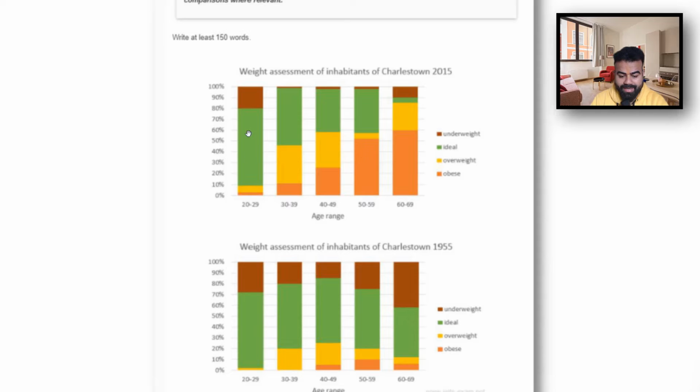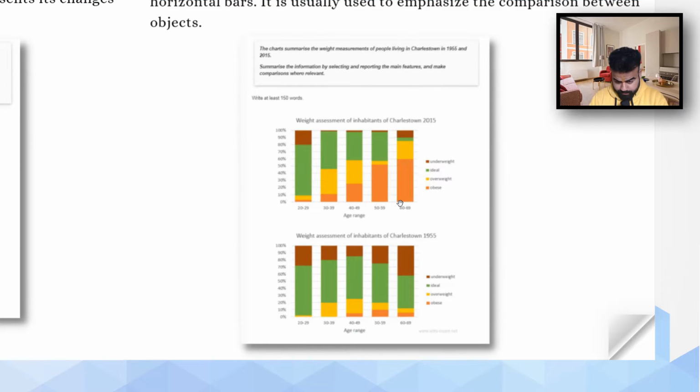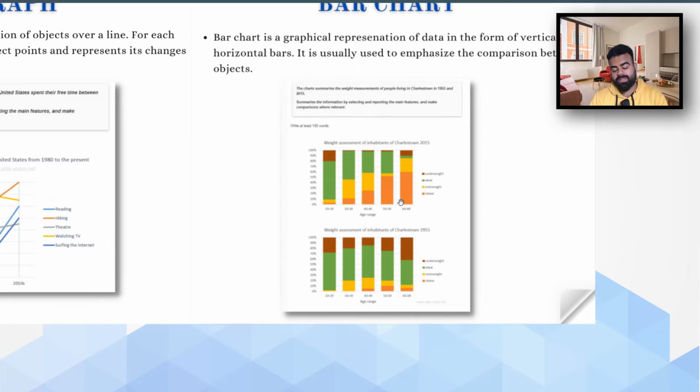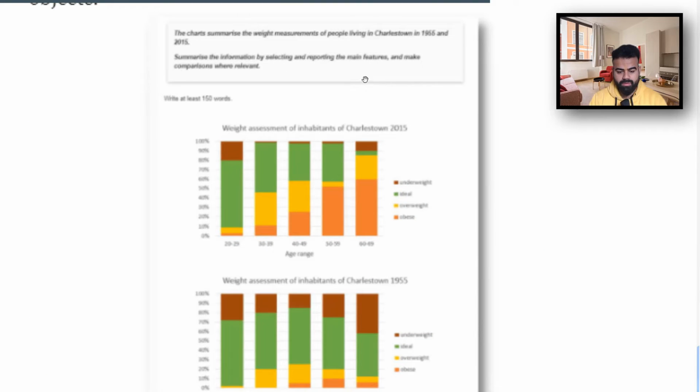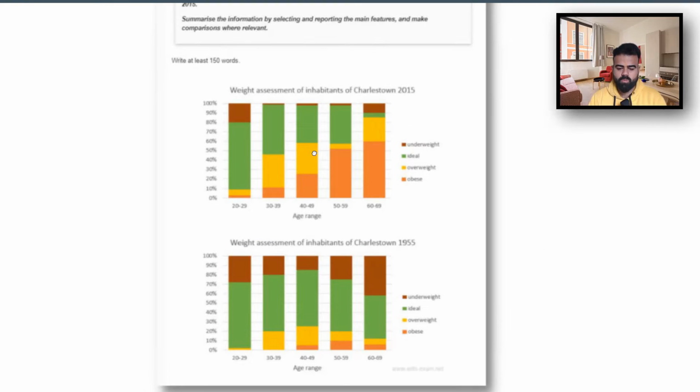So you see we have got ideal weight has got the maximum percentage covered among 20 to 29 years of age of inhabitants. And then 30 to 39 we have got this ideal less, and then overweight is increasing. So that's how you need to figure out what are the main trends in this bar graph, and then obviously we will need to make comparisons where relevant.